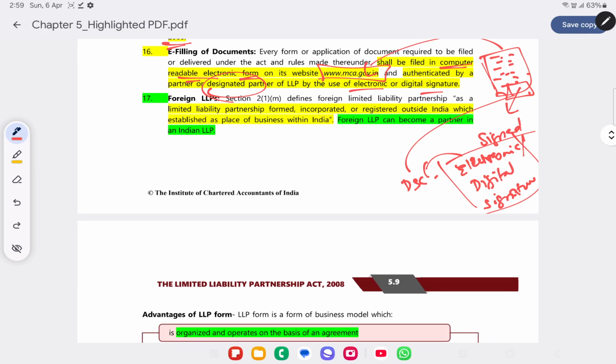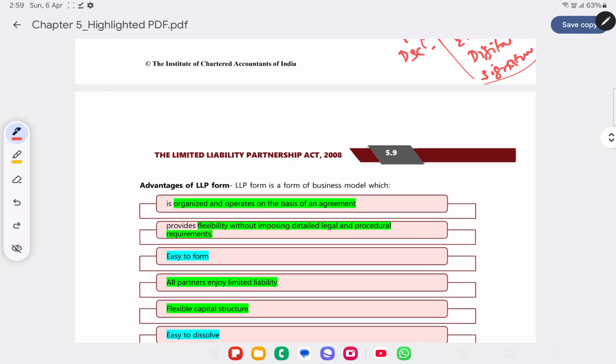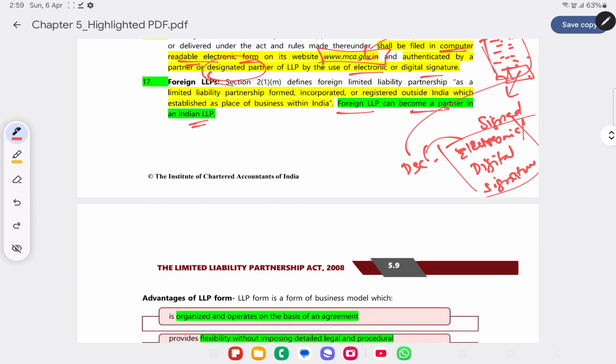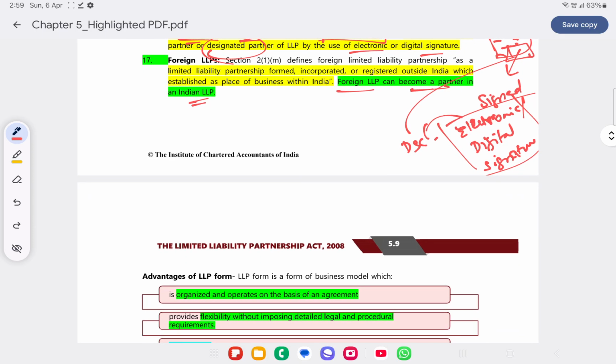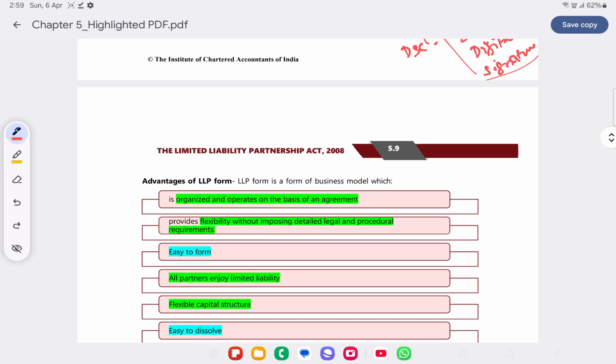Foreign LLP, as we already saw, is nothing but an LLP which is incorporated outside India but has a place of business in India. Foreign LLP can become a partner in an Indian LLP. So there's one more thing that has to be seen, whether foreign LLP can become a partner in Indian LLP. For sure, they can become a partner in Indian LLP. Individual can become partner in LLP. And not just that, any other body corporate can also become partner in Indian LLP. Firms can become partner in Indian LLP. Foreign LLPs can also become partner in Indian LLP.